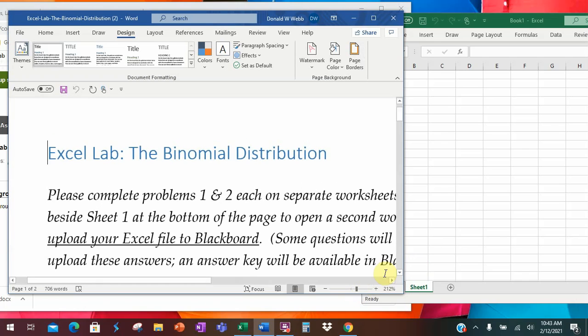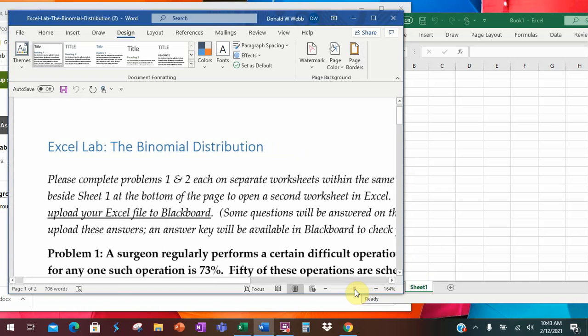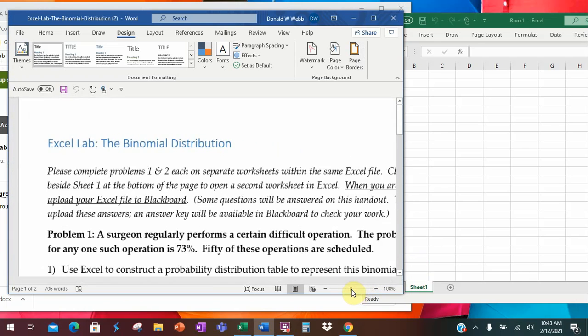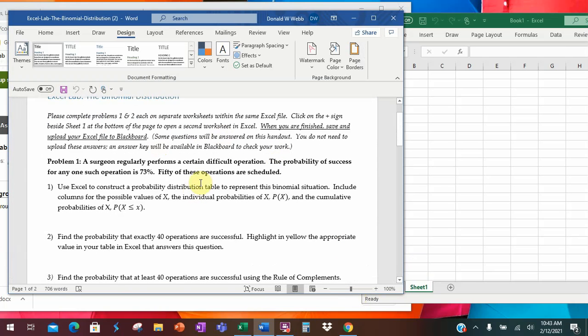Let me zoom in a little bit more. This is not working well. A surgeon regularly performs a certain difficult operation. The probability of success for any one such operation is 73%. 50 of these operations are scheduled.